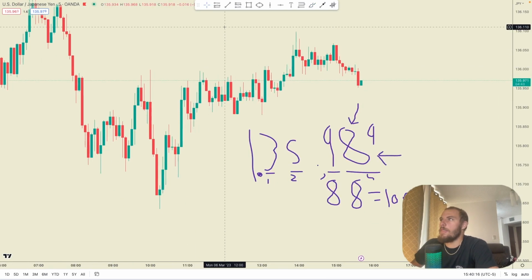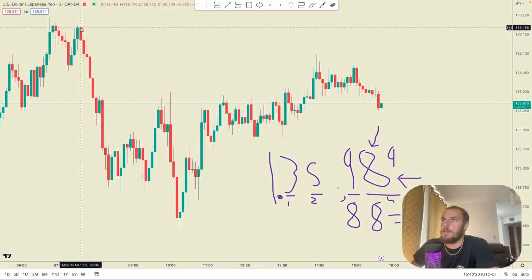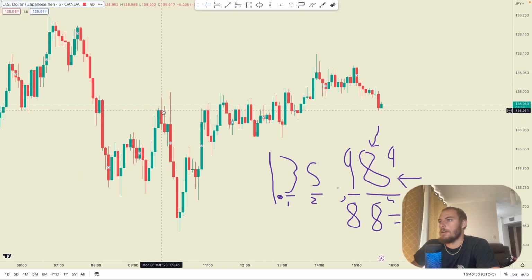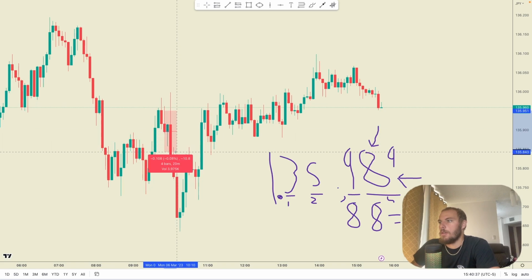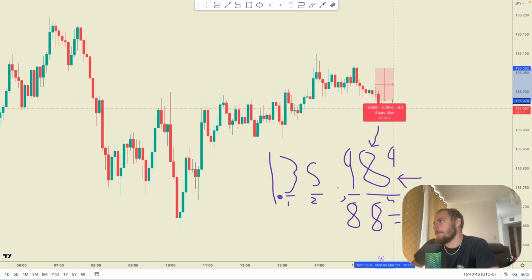So let's see what 10 pips looks like on USD JPY. So that is 10 pips right there, this box. Let's look at it again right here. That is 10 pips. So it's relatively small. On any Forex pairs, 10 pips is going to be relatively small.